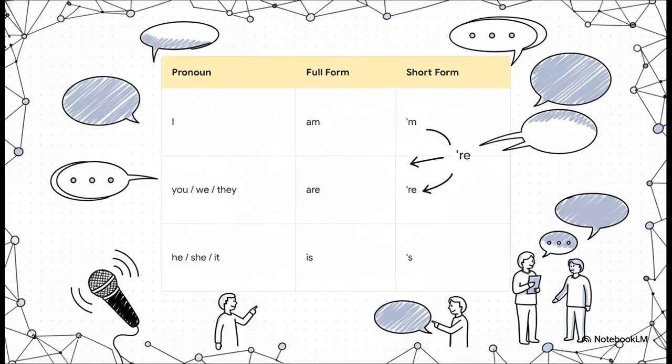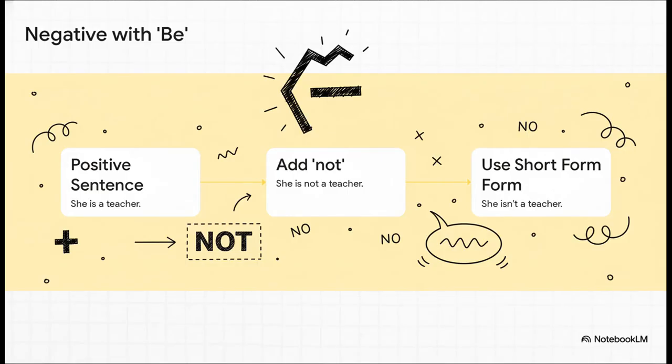When it comes to positive sentences, you probably know these forms pretty well. I am, you are, he is. But as you can see here, when we're actually talking, we almost always squash them down into the short forms. I'm, you're, he's.